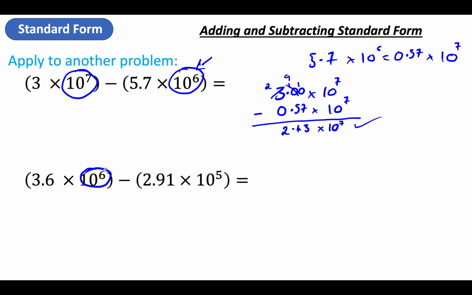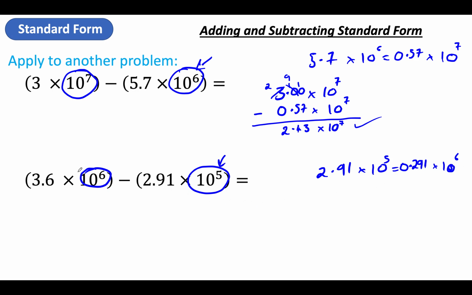This one, 10 to the power of 6, 10 to the power of 5. This is the smaller power, so that's the number I'm going to adjust. 2.91 times 10 to the power of 5. I want it to match the other power, so 10 to the power of 6. So we're going to adjust our number here. That's a 10. Now the 5 to 6, that's got one bigger, which means my number does the opposite. It gets one place smaller. So 0.291 times 10 to the power of 6.